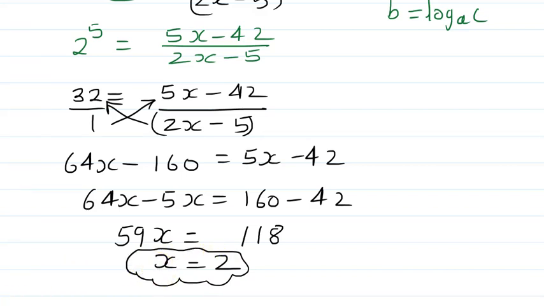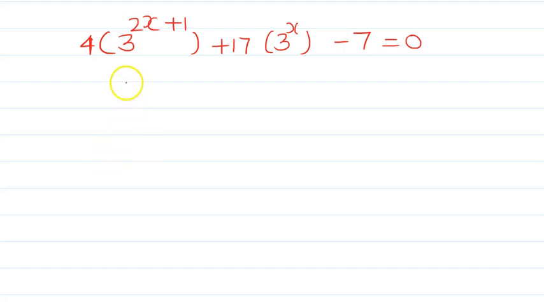Let's see another question now. So our next question is 4 times 3 to the power 2x plus 1, plus 17 times 3 to the power x, minus 7. Please pause the video and have a go, and then you can check your working against my working. Welcome back if you have tried. So now you can check your working.